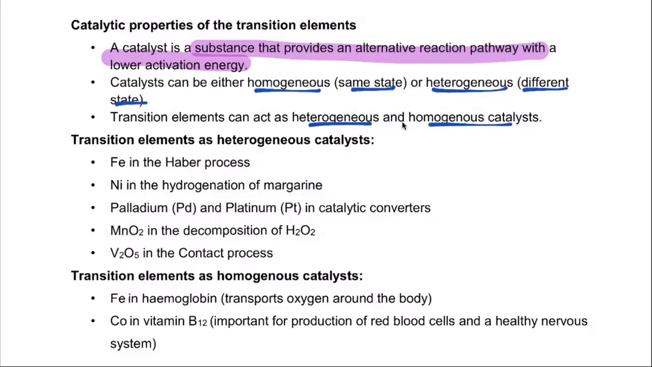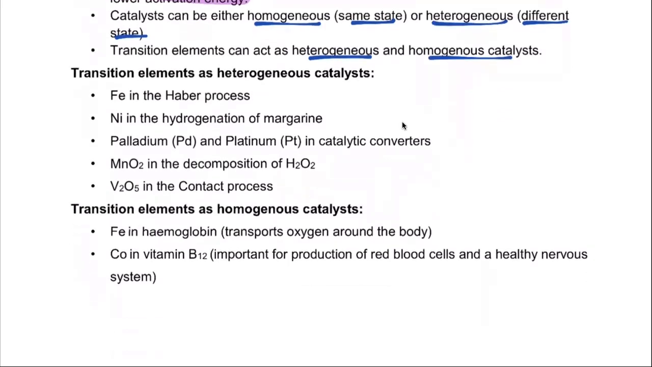So there's just some examples of where you might see them. For heterogeneous, a lot of these are used in manufacturing or industrial things. So the Haber process is how ammonia is made, and they use iron to speed it up to make it go faster. Anytime companies can speed up reactions, that's going to save them money, because the faster they can produce stuff, they're going to make more product in less time. They're going to be able to sell more of it.